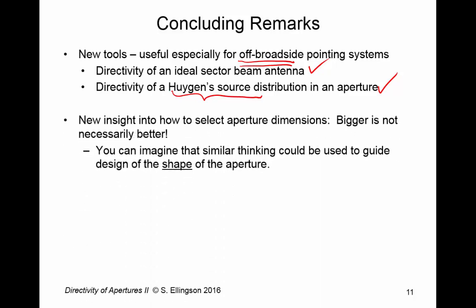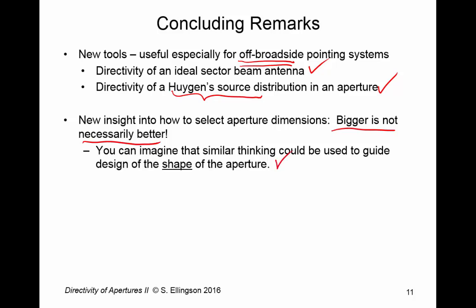We've also achieved new insight into how to select aperture dimensions. In particular, we found that bigger is not necessarily better. We got most of the directivity from a relatively small aperture, and making the aperture bigger and bigger was simply making the beam look nicer and nicer. So how large the aperture should be depends on how strongly you feel about the trade-off between those two things. Do you simply want to achieve a certain amount of directivity and have the smallest possible array that can do that? Or is it really important that the directivity over the sector be as constant as possible?